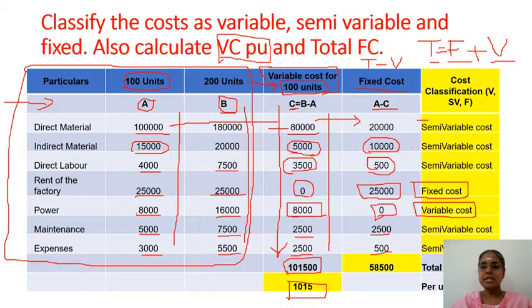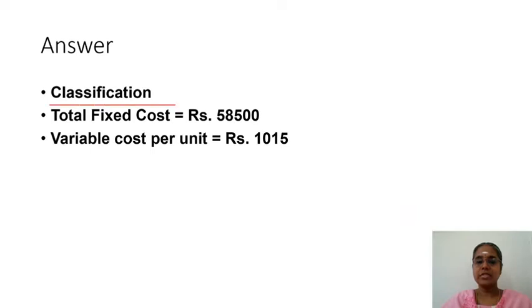Next, the third question is find the total fixed cost. So the total of this column is your total fixed cost, which is 58,500. So all the questions in the given problem are answered: classification, variable cost per unit and fixed cost. So you have to see whether these answers are there. So the problem gets over.